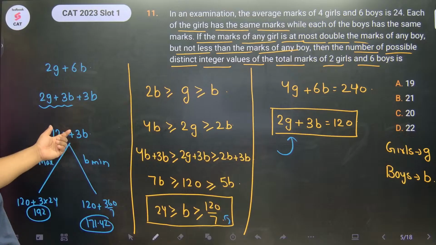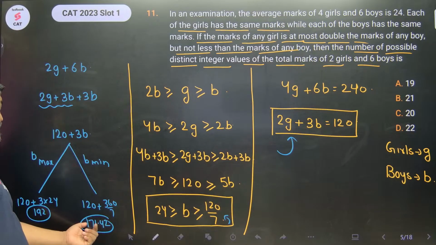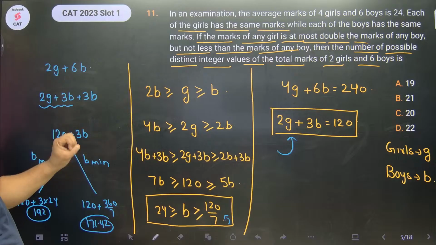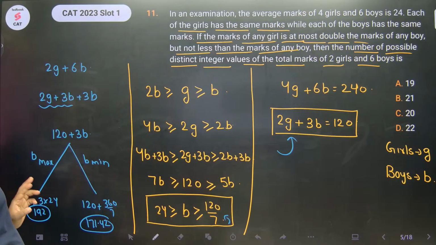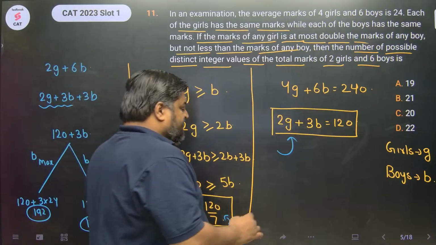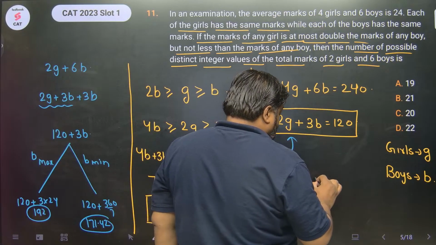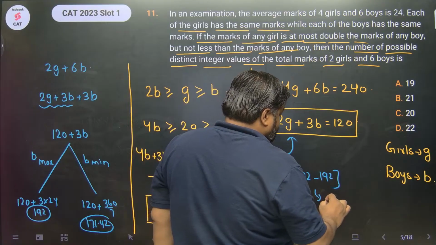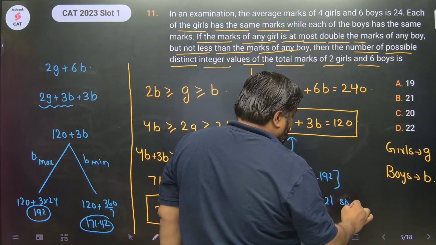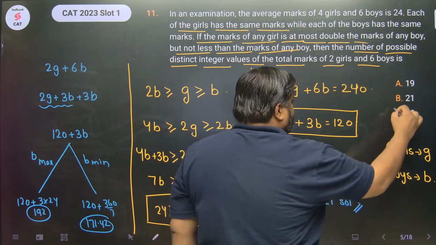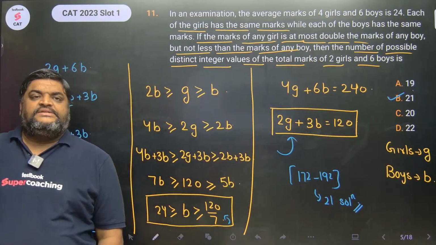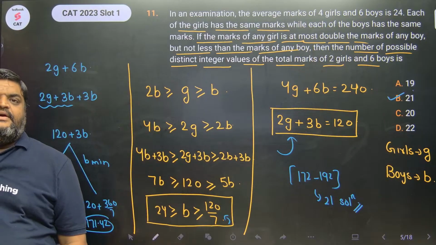So the marks lie from 171.42 से लेके 192 तक, but we are only interested in the integral solutions. So 172 will be counted up to 192. So 172 से लेके 192 तक, and both included. The number of integral solutions is 21. Answer to this question was option B.